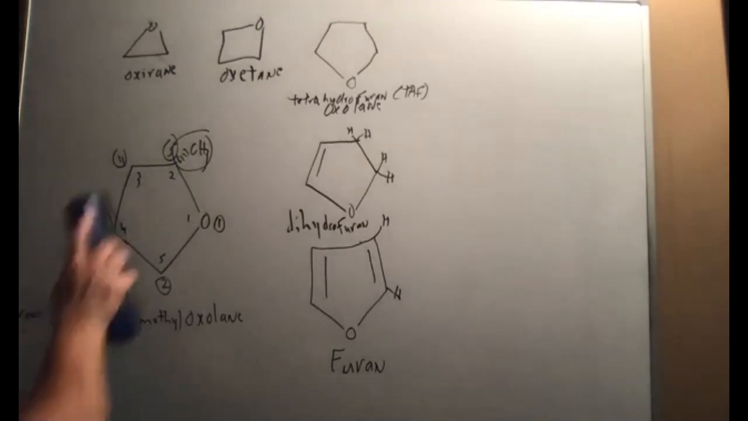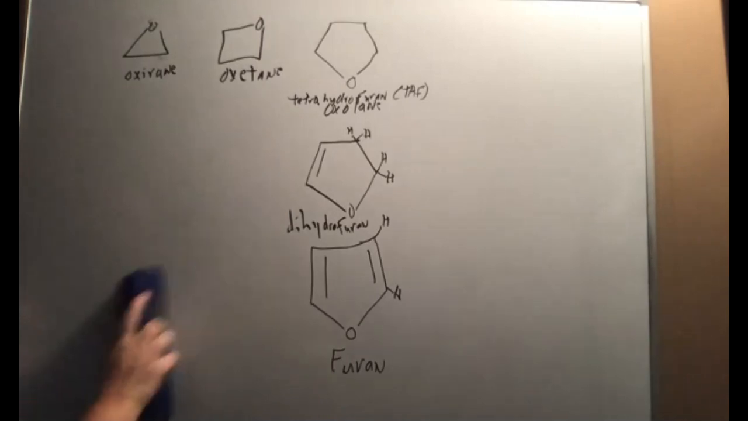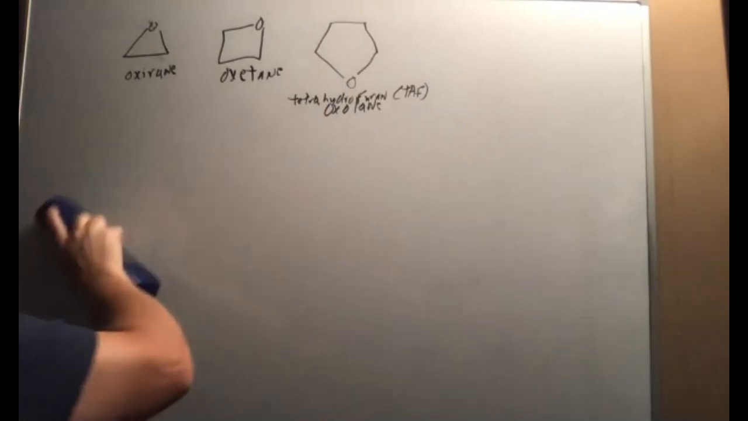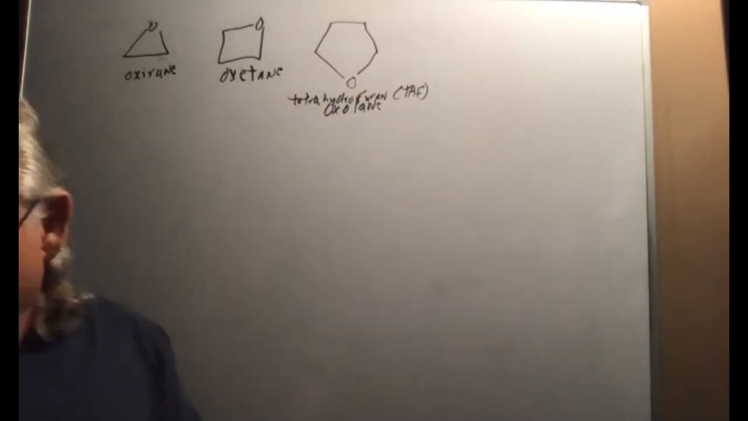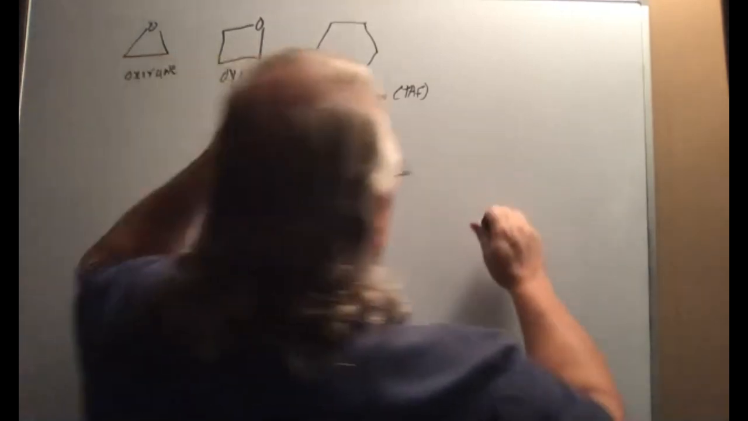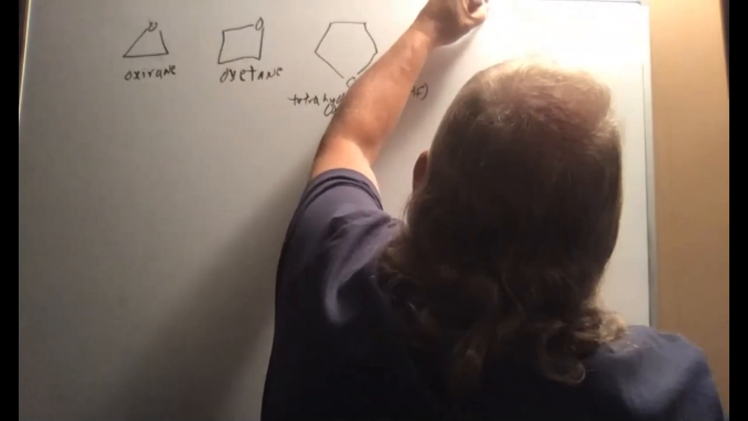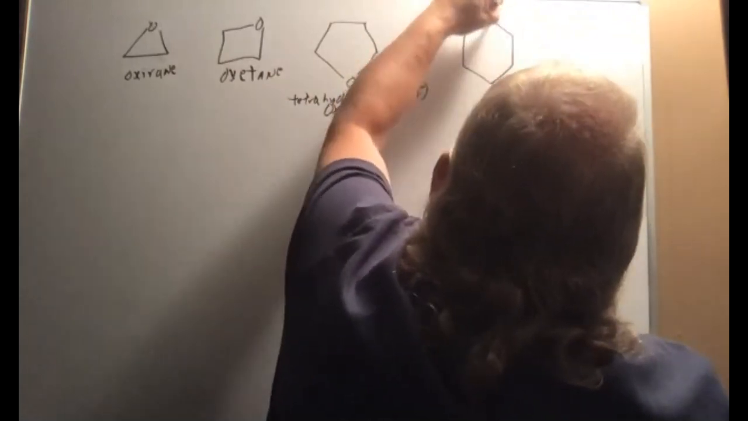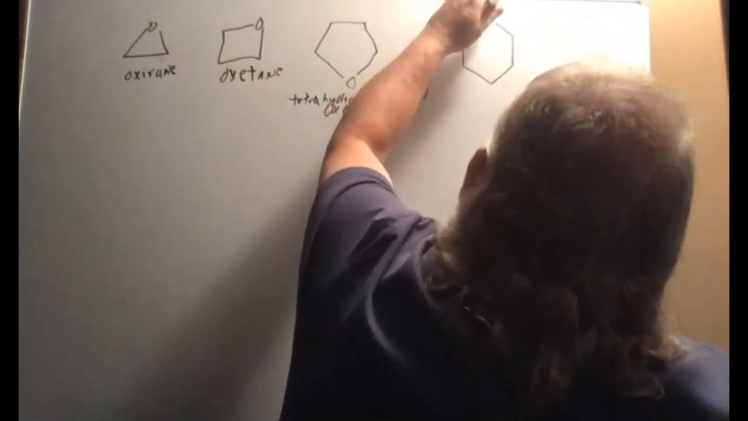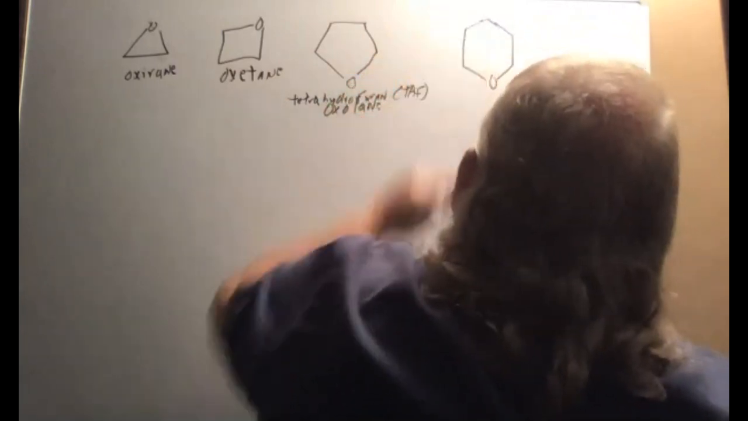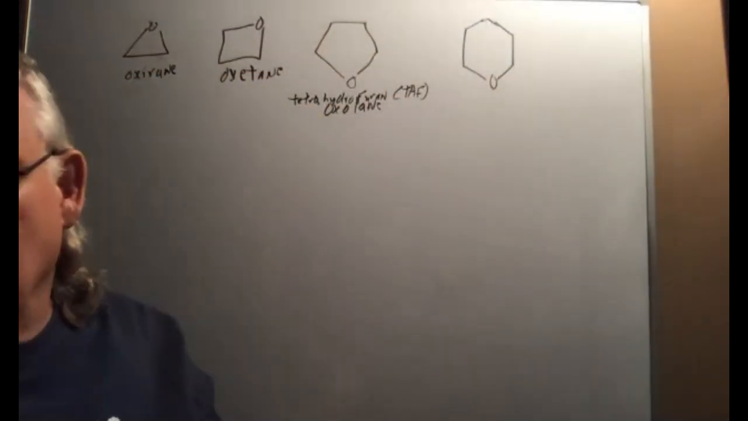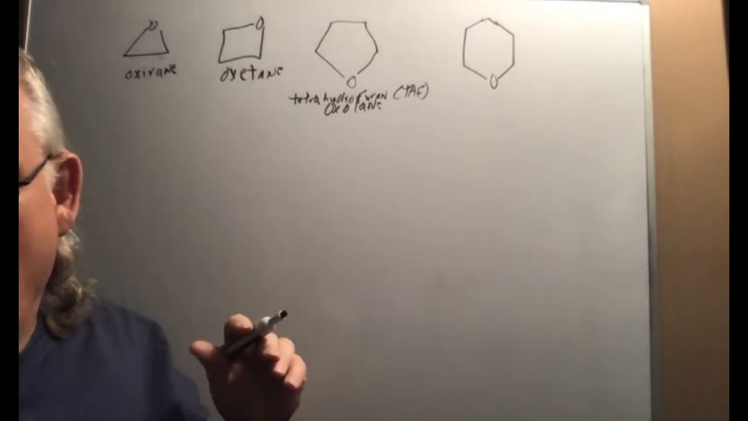Now let's look at the last one. So we've got the oxolane, we've got the oxetane, and we've got the oxirane. Now let's look at the 6-membered ring. The 6-membered ring, I'll go ahead and put the oxygen at the bottom just so that I can be consistent with the previous one. A 6-membered ring is called the oxane.